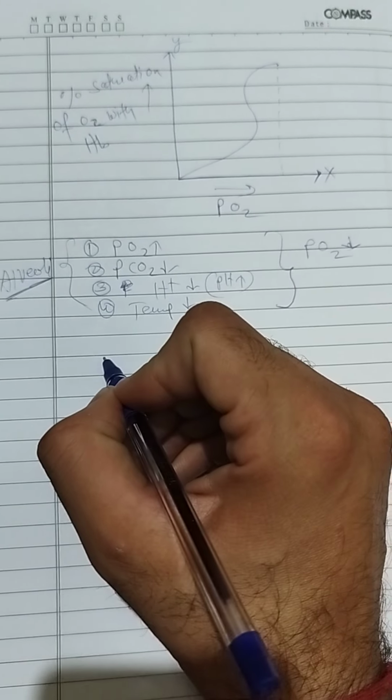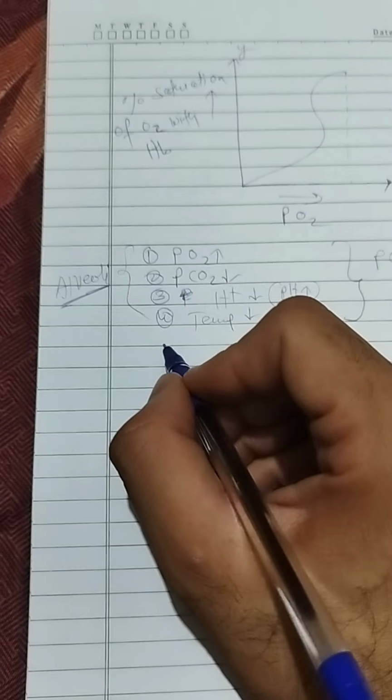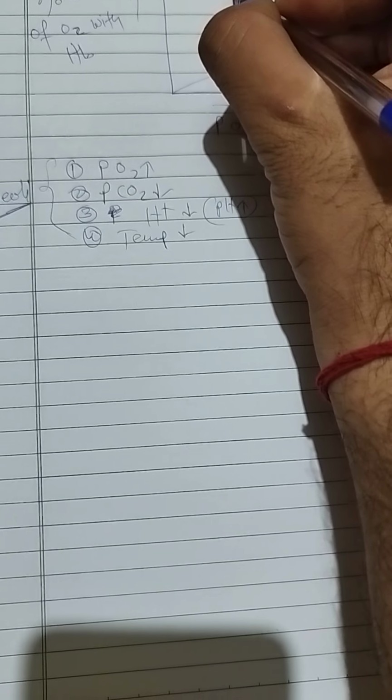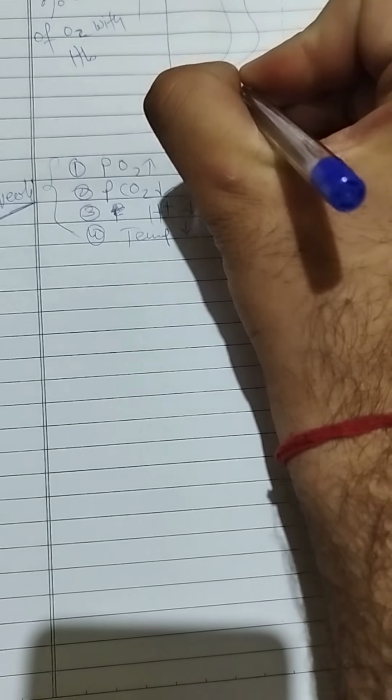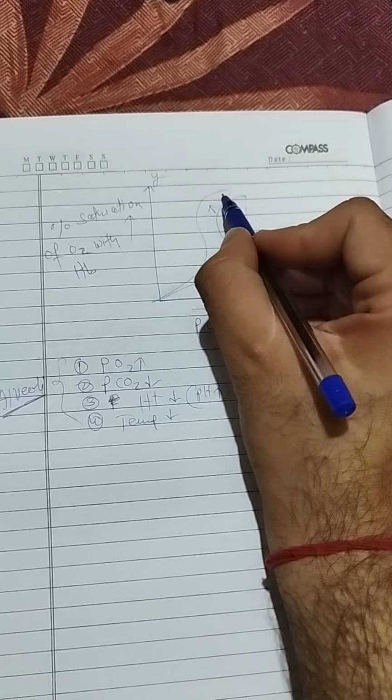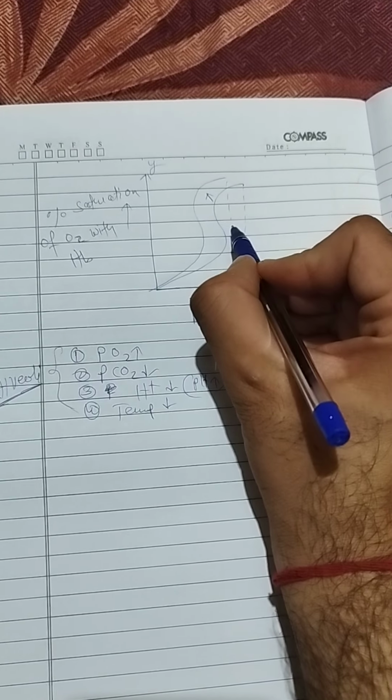So in such a case what will happen? I have to decrease it, so this curve will shift toward what? Left side. This curve will move toward the left side. As a result, the curve will move toward the left side.